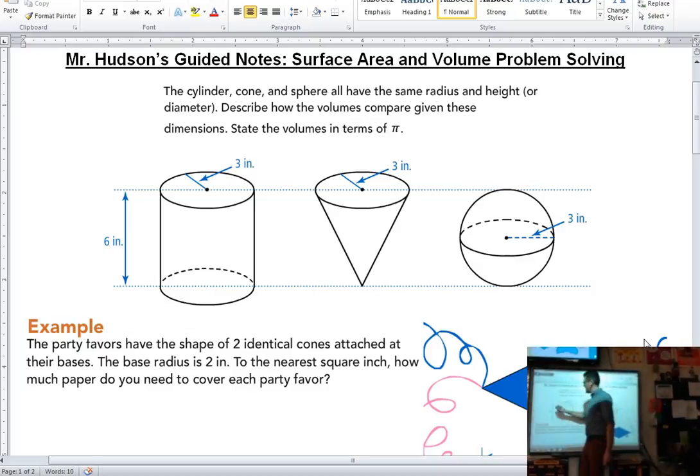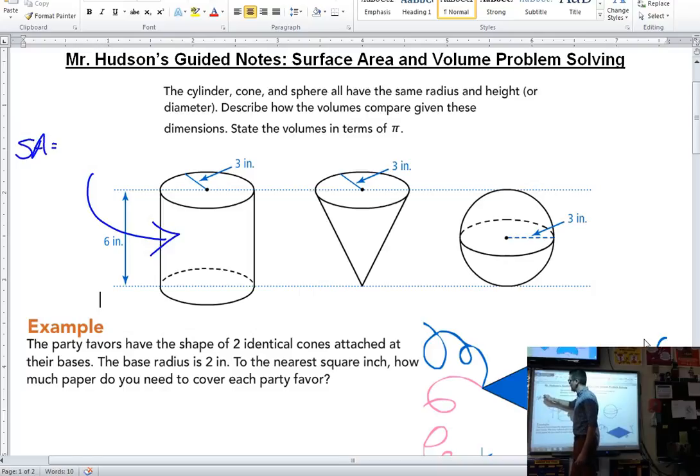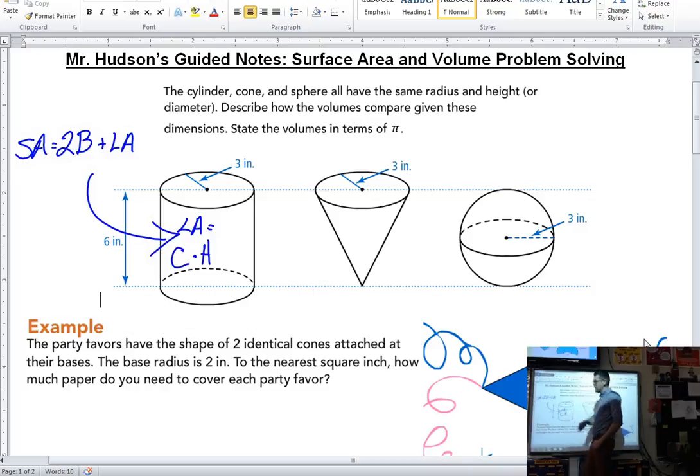So, here, to find surface area, all we still do is 2 times your big B plus your lateral area. It's the same exact formula, except lateral area now is going to be the circumference times the height. So that perimeter that we used before is just circumference now.